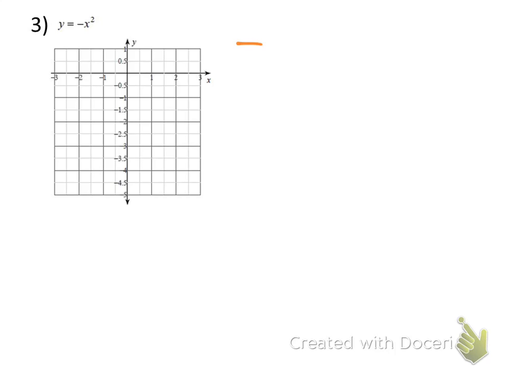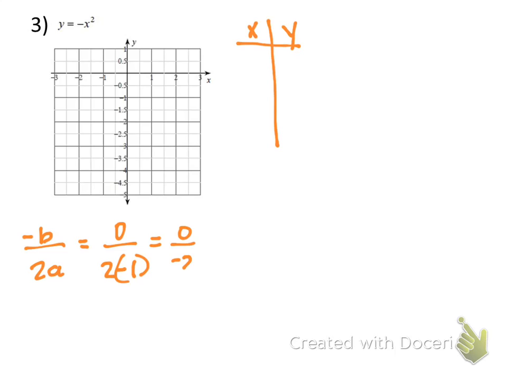So, first step, make a table with your x and y. Okay. Next step, do your negative b over 2a. It's going to be 0 over 2 times negative 1, which is just 0 over negative 2, which is just 0. Okay. Next step, plot 0 here, add a couple bigger numbers, a couple of smaller numbers. Okay. And plug in 0 into, this is our vertex here.